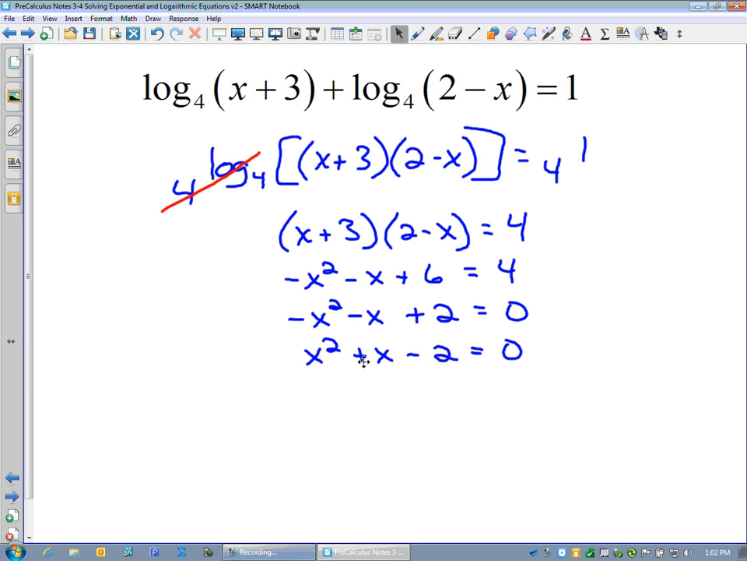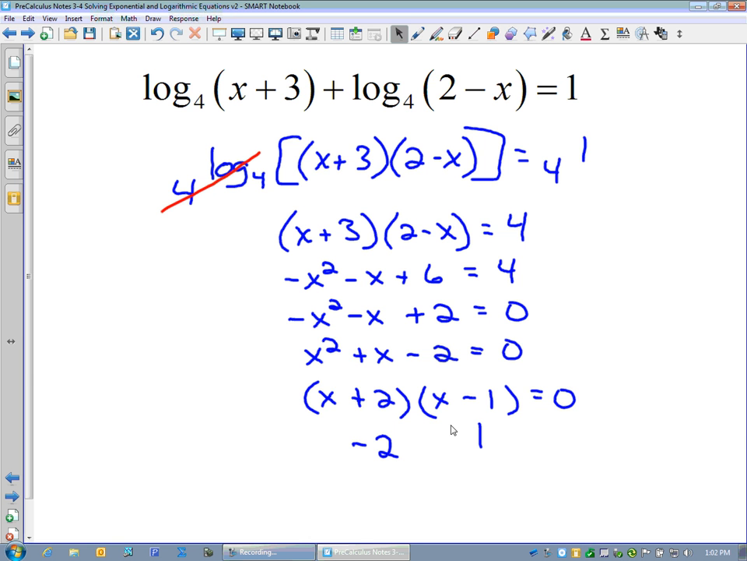The negative x becomes a positive x, the negative 2 becomes a positive 2, the positive 2 becomes a negative 2, and the negative x squared becomes positive x squared. And 0 times -1 is still just 0. So now in factoring, I want factors of -2 that add up to a +1. Well, that would be +2 and -1. So therefore, my potential solutions are the values of x that cause each factor to be 0. So in the first one, you have -2. In the second one, you have a +1.